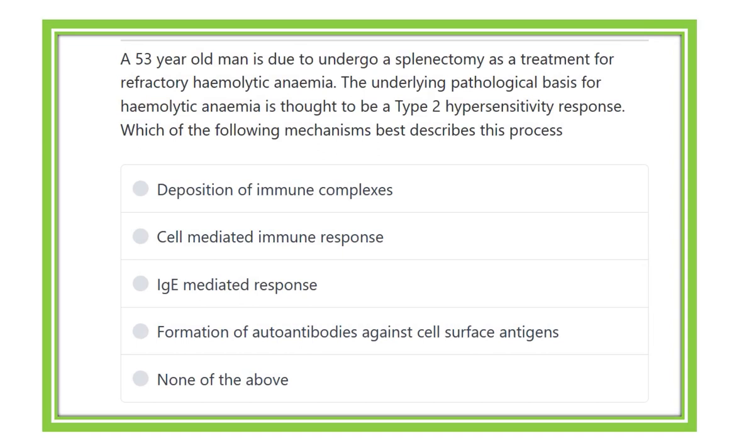A 53-year-old man is due to undergo a splenectomy as a treatment for refractory hemolytic anemia. The underlying pathological basis for the hemolytic anemia is thought to be a type 2 hypersensitivity response. Which of the following mechanisms best describes the process? That means for a type 2 hypersensitivity reaction, we have to find out the pathology or reaction behind it.